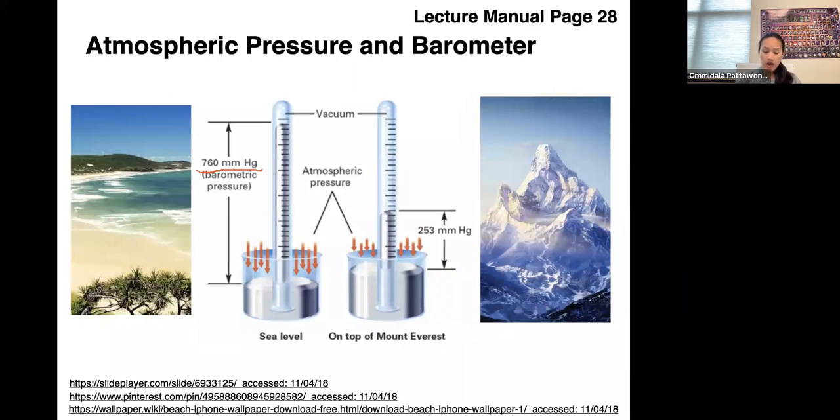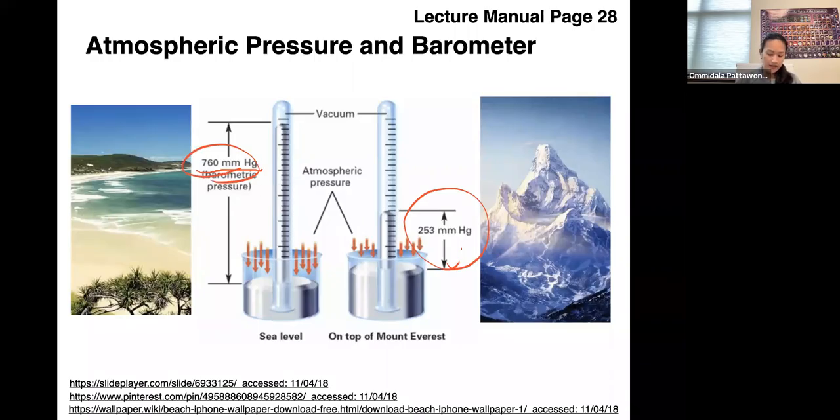At a higher altitude, there is a lesser amount of air or gases available. Therefore, there is less pressure, so you are going to see a decrease in atmospheric pressure at a higher elevation. On the other hand, if you go to a valley, which is lower than sea level, then the atmospheric pressure would be greater than 760 millimeters of mercury.